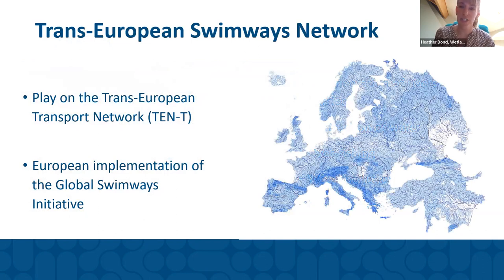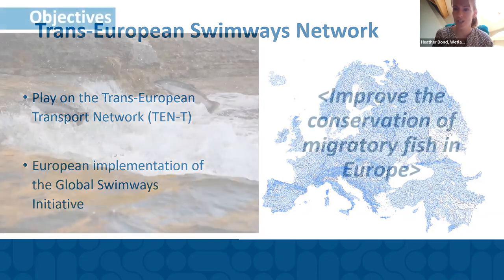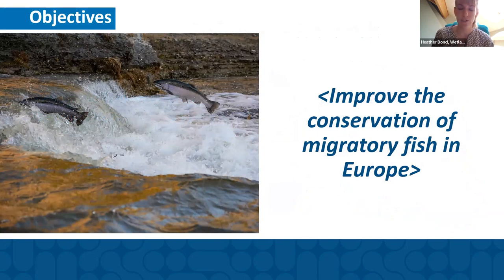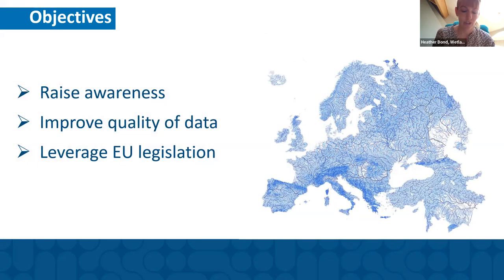So to address this, we are creating the Trans-European Swimways Network. The name is a play on the Trans-European Transport Network, a major EU infrastructure project that has actually caused the disruption of swimways through the creation of navigation and such. We see this as the regional implementation of the global initiative that was just presented, so the objectives are closely aligned. Overarching is to improve the conservation of migratory fish in this part of the world. We're going to do this through raising awareness and highlighting the importance of swimways, improving the quality of information, and identifying key swimways for protection. And for Europe, we can also leverage EU legislation.